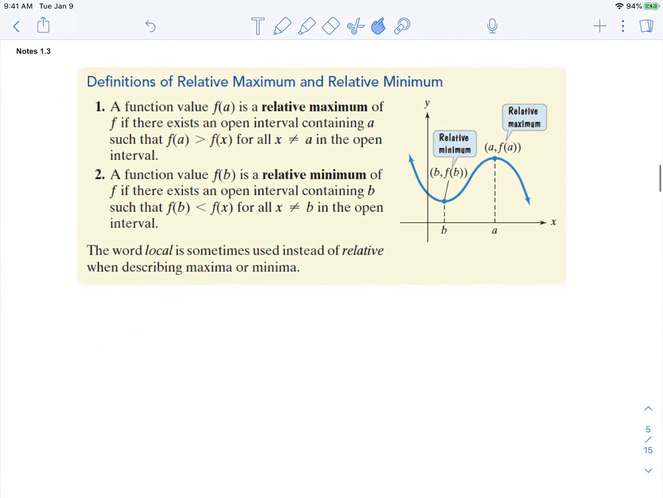The next topic is relative maximum and minimum. So you can go ahead and pause the video if you'd like. The relative maximum in this example is right up here. And then the relative minimum is down below.